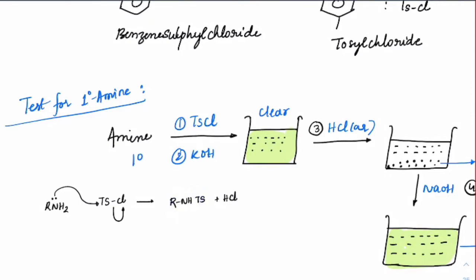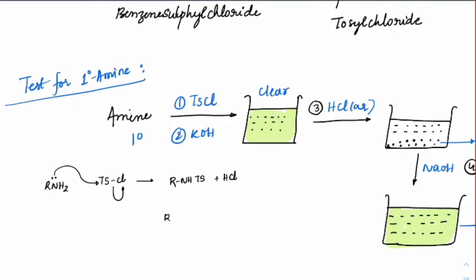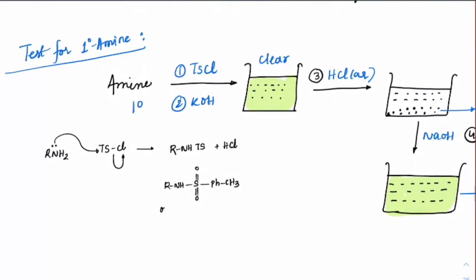This formation, RNHTs, is an amide form, and the amide here is an insoluble form, like this: NH, S double bond O, with PhCH3. This is how it is. So this is an insoluble form. To make it soluble, we use KOH or NaOH. You can use anything. So we take OH minus, and OH minus will extract this proton. Thereby, it will have an ionic form.